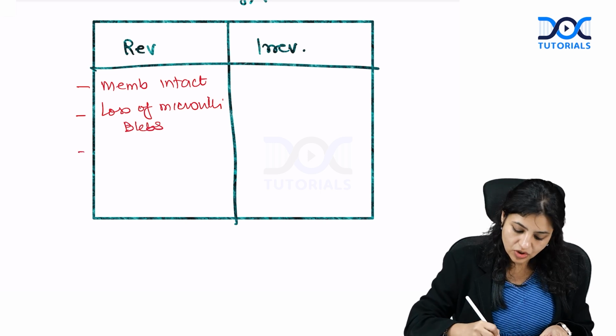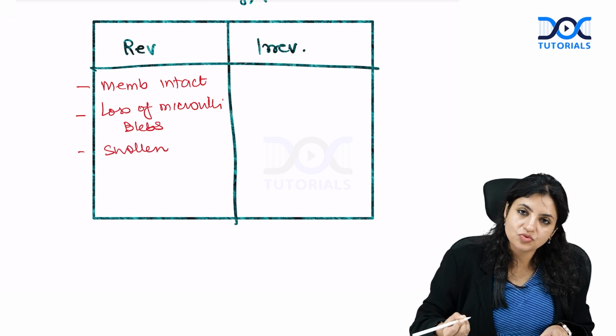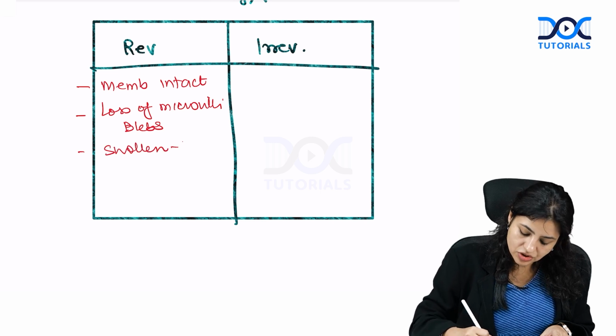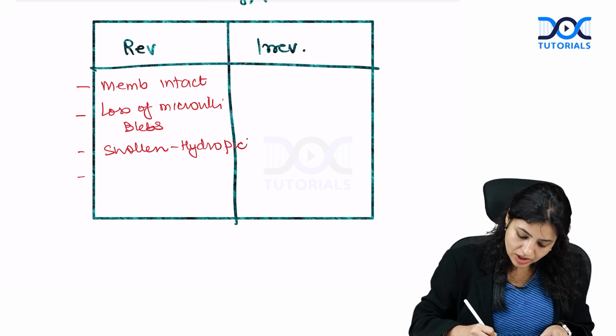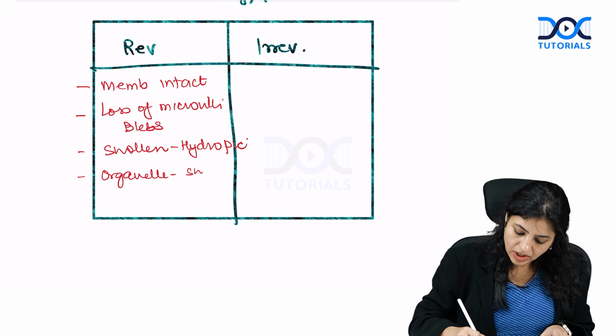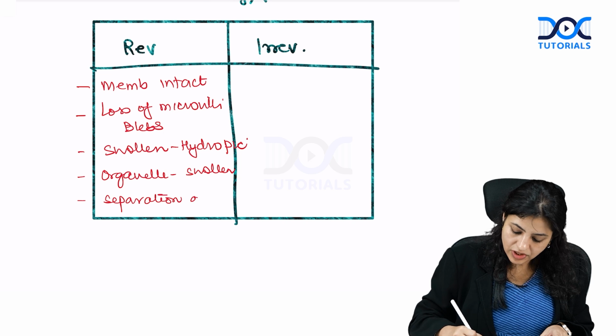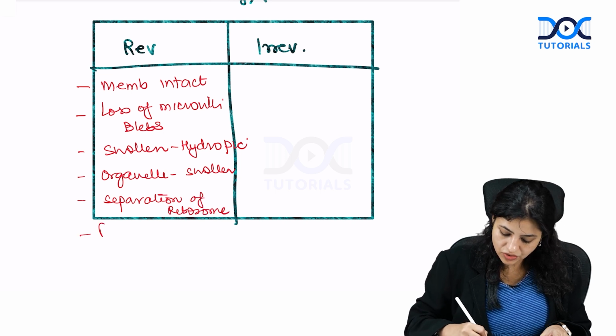Then you see that the whole cell gets swollen. The cell is swollen, and this change is called hydropic change. All the organelles are swollen except ribosomes, where there is separation of the ribosomal subunits. Whenever there is separation of the ribosomes, compensatorily fatty change is going to start.